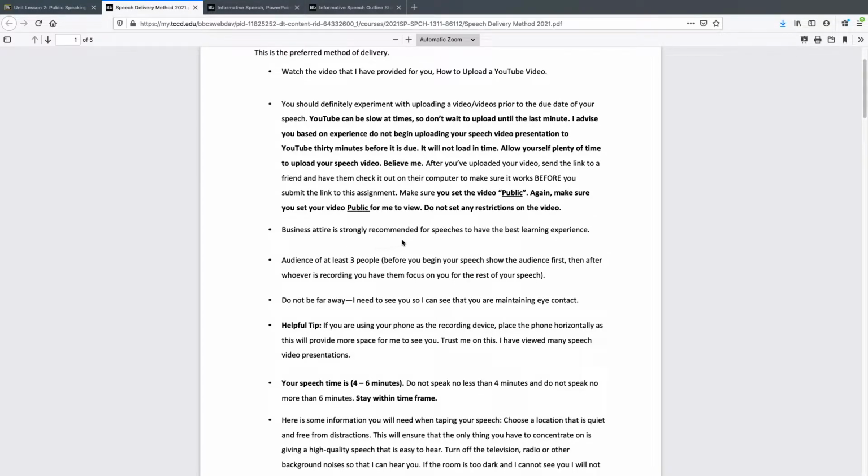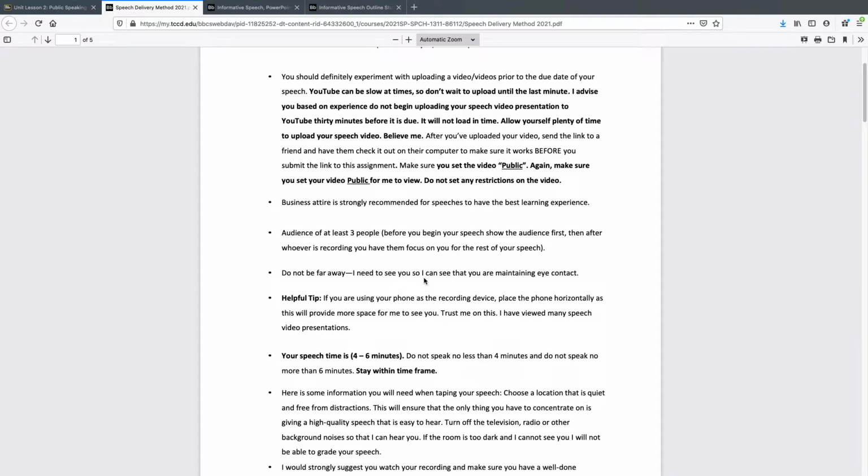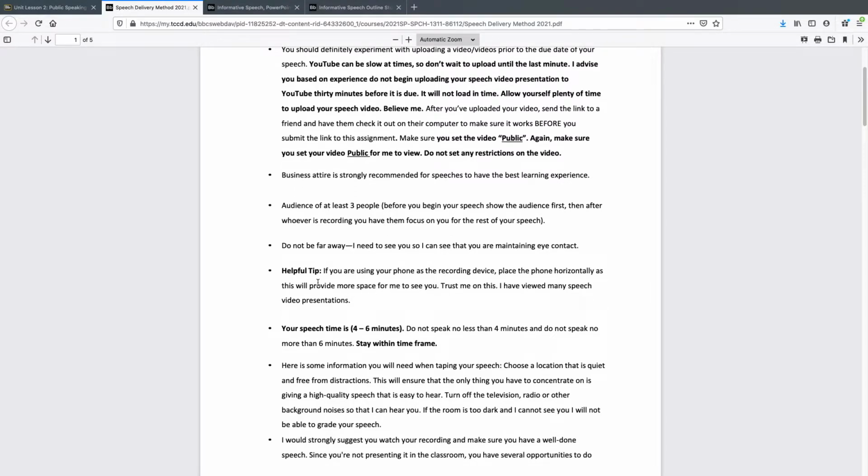Business attire is strongly recommended for speeches to have the best learning experience. You need an audience of at least 3 people. Before you begin your speech, show the audience first, and after, whoever is recording you, have them focus on you for the rest of your speech. Do not be far away. I need to see you so I can see that you're maintaining eye contact. Helpful tip: if you're using your phone as the recording device, place the phone horizontally, as this will provide more space for me to see you. Trust me on this. I have viewed many speech video presentations.